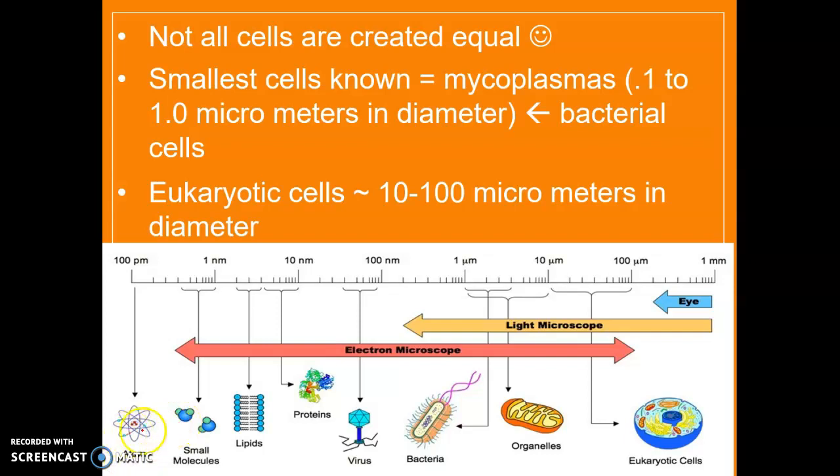You have the atom, and then small molecules, 1 nanometer, up to proteins, which are 10 nanometers, viruses, 100 nanometers, and then bacteria, which are like 1 micrometer to 10 micrometers in size. And this is where we get into living cells. All the rest of this is not a living cell. And so then you can see eukaryotic cells are 10 to 100 micrometers.